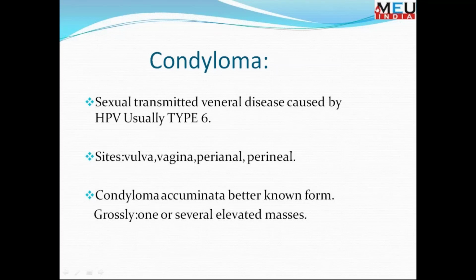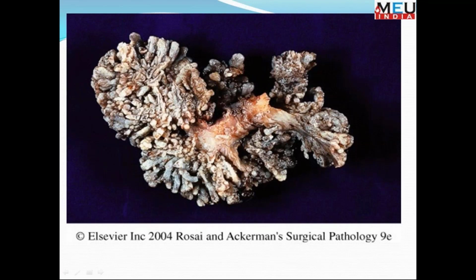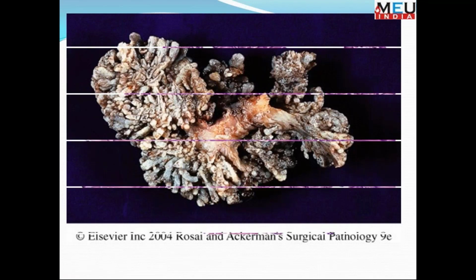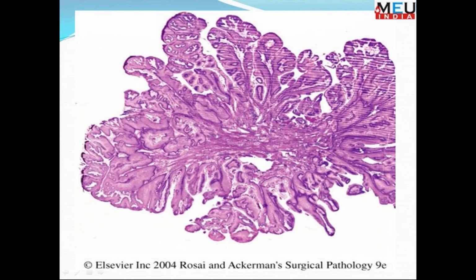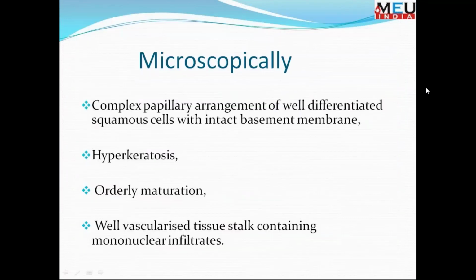The sites usually involved are the vulva, vagina, perianal, the perineal regions, and the condyloma acuminata is a better known form. Grossly, one or several elevated masses are seen. Typical picture of the condylomas, and the same on cut section.